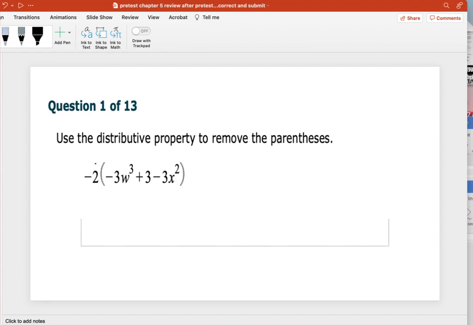So here we go. We are using the distributive property to remove the parentheses, and the distributive property simply takes this -2, that is the multiplier on the front, and takes it to each one of the terms after it. So -2 times -3w cubed is positive 6w cubed. -2 times 3 is a -6. -2 times a -3x squared is a positive 6x squared. Okay, and that's all you had to do.